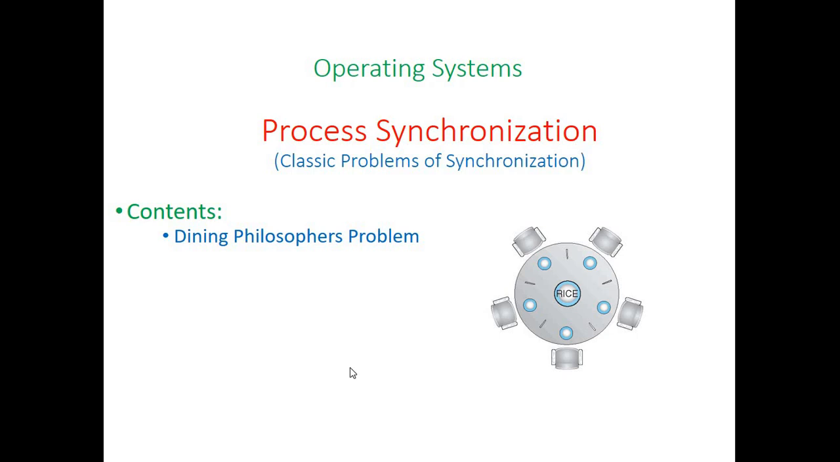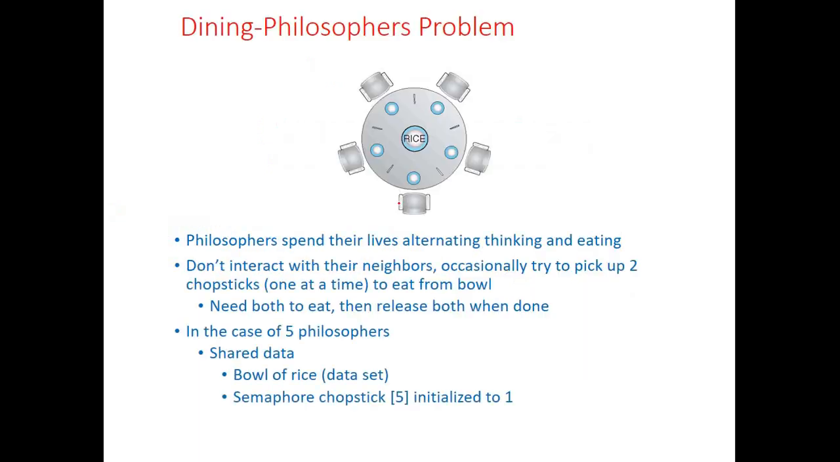Dear students, in this video we are going to discuss the Dining Philosophers problem, which is another example of the classic problems of synchronization. In the Dining Philosophers problem, there are n philosophers sitting round the table, and there will be a bowl of rice in the center of the table, and there are two chopsticks on either side of the philosopher.